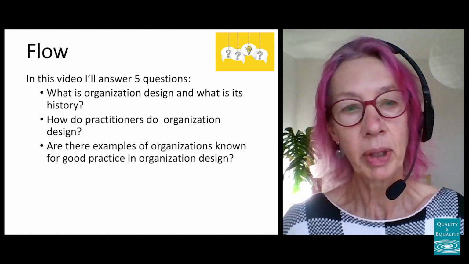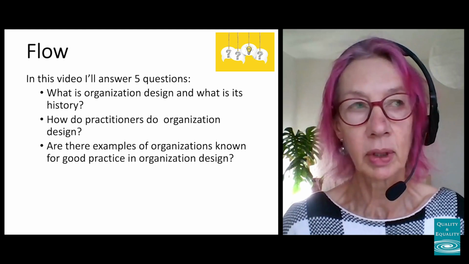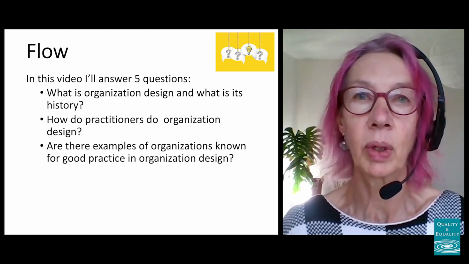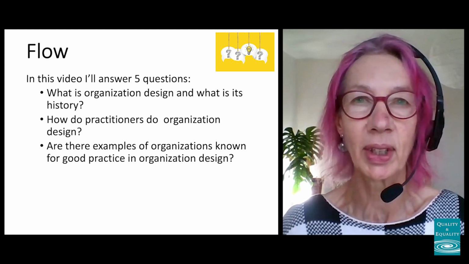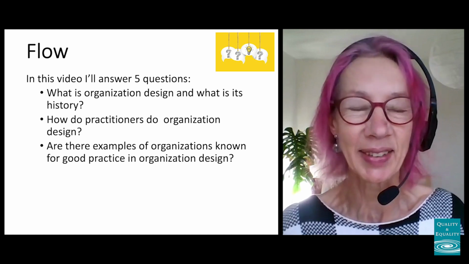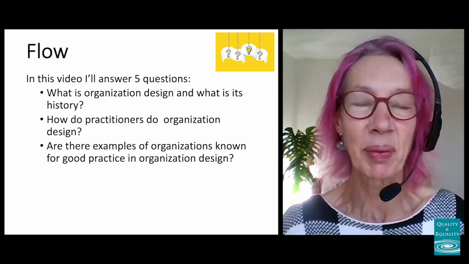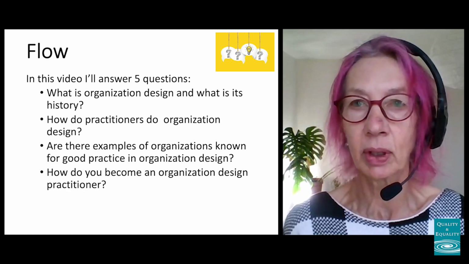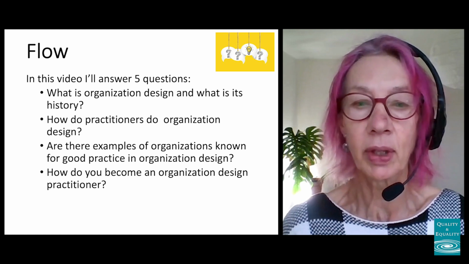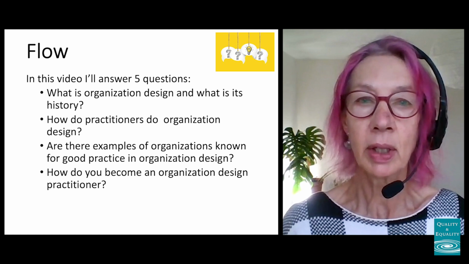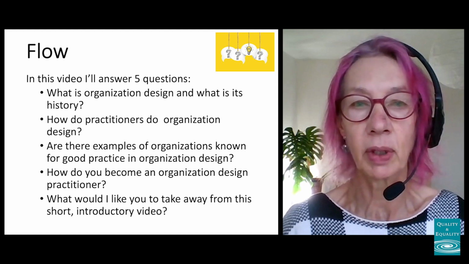And then thinking about some good practice in organizations, and which organizations are well known for having good organization design, or sometimes have had problems with it and retrieved themselves. Because it doesn't always work that well. And then if you are interested in taking this sort of beginner course further, how do you actually become a practitioner? Where do you go for help? That kind of thing. And then some takeaways from this 25 minutes or so.